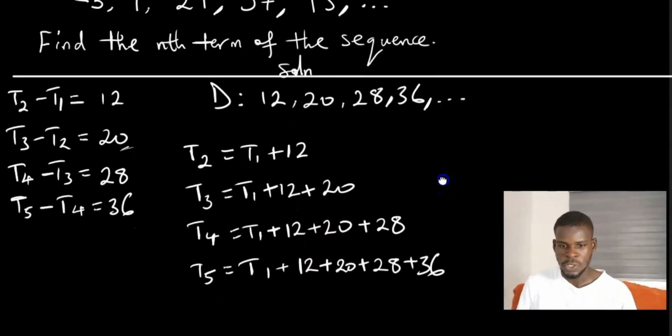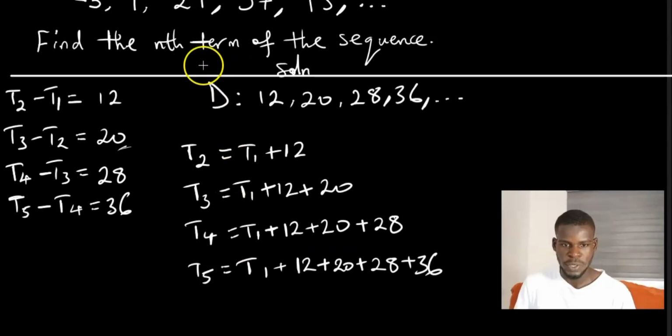So you notice that to find any term from the original sequence, from the second term, the third term, fourth term, fifth term, notice what we've done. For the second term, we only took the first term of the new sequence, that is the new AP, or the AP that we just discovered.